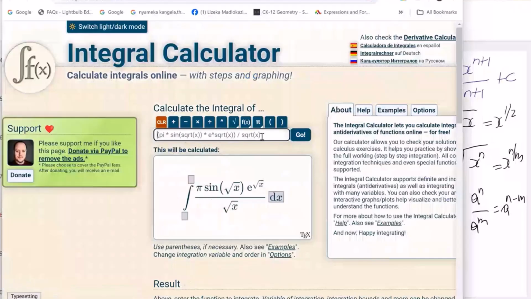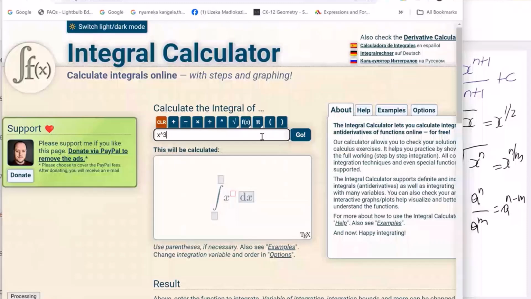So we can enter our function. I'll enter the function here. The function was this. I'll enter it for us. And then we had this. It was 1.